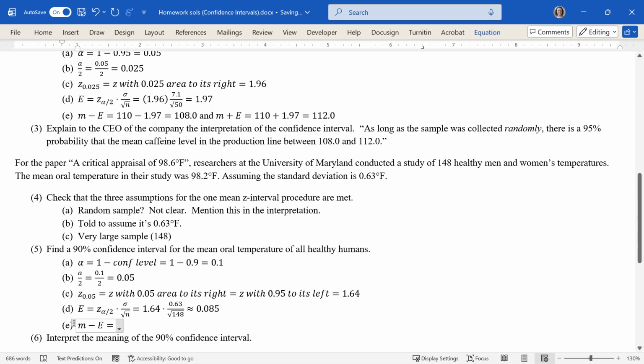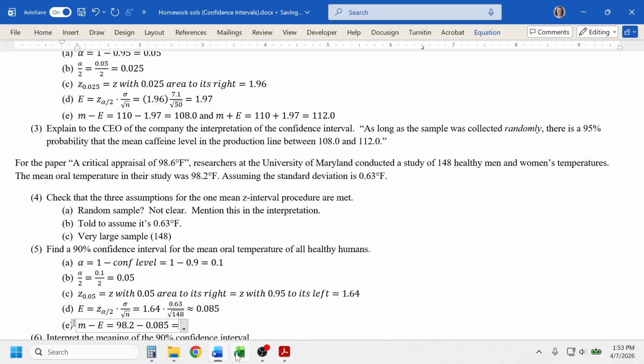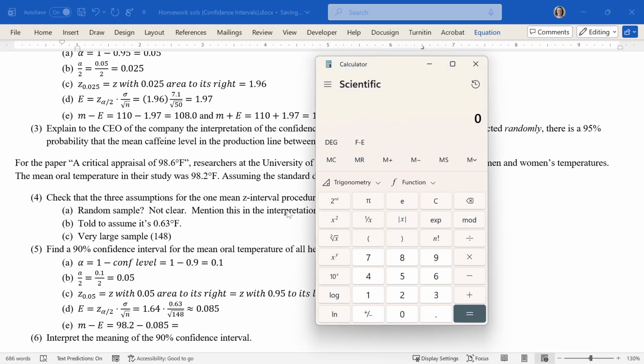Okay, so little m here is our sample mean, which was 98.2. So 98.2, and now I'm going to subtract the margin of error, 0.085. So clear, 98.2 minus 0.085. 98. Let's just round that to one place, I guess 98.1.